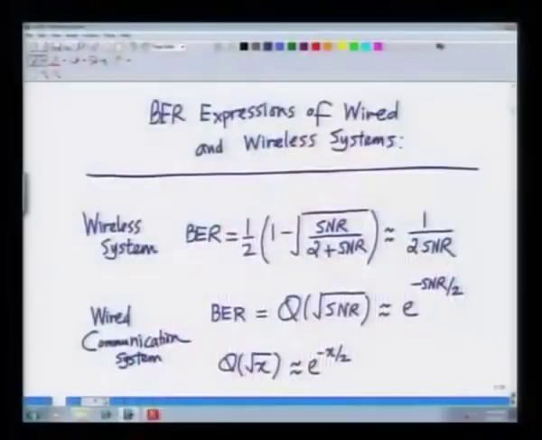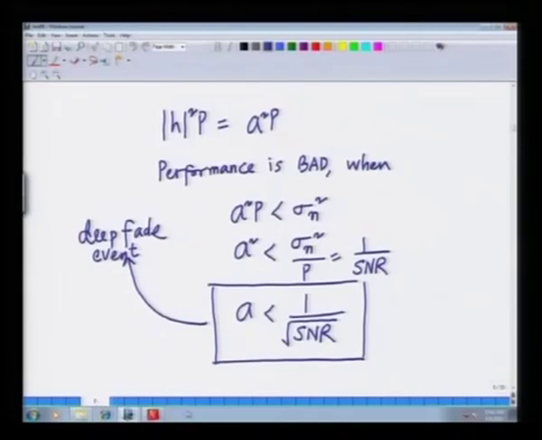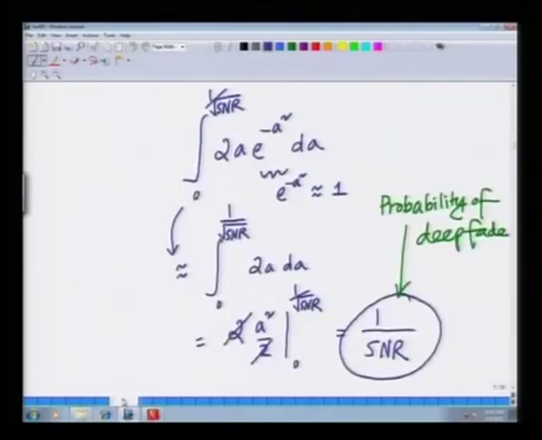Another very interesting reason we found for the poor performance of the wireless communication system is that the performance of a system is bad when the receiver power is much smaller than the noise power. That happens when A square P, which is the received power, is less than sigma n square, that is the noise power, which means A is less than 1 over square root of SNR.